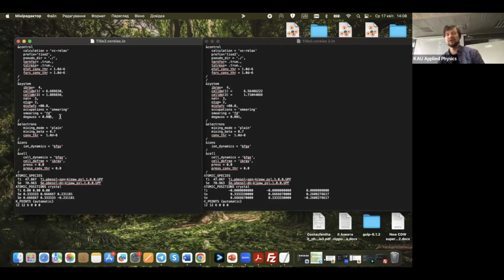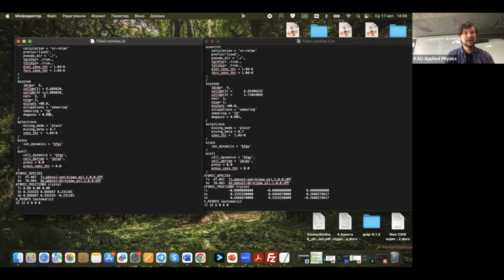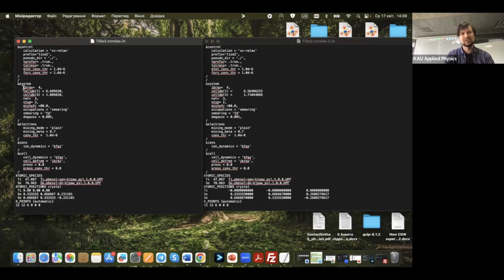So degauss is a very important parameter, but in almost all of our seminars we didn't care about degauss because we didn't need it. It's the main difference for vc-relax, for relaxation: this is the degauss value. In all other parameters, it's just common titanium selenide-2. We made it in our eighth seminar, the last seminar of the previous term. So titanium selenide, the coordinates, and so on.